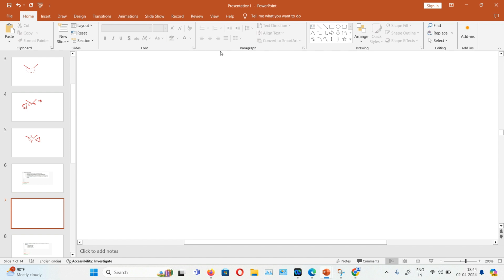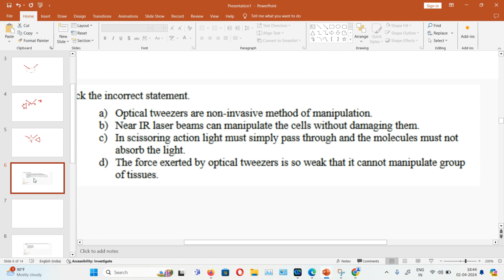So we usually use near infrared wavelength light, since it is not completely absorbed by the biological systems. You can transmit it over more distance, and you can limit the absorbance by the water molecules. So the interaction with the cell and damage to the cell is minimal. This is obviously a non-invasive method of manipulation. So the statement is true, so this answer is not the one.